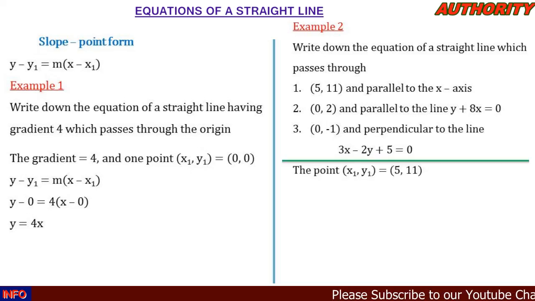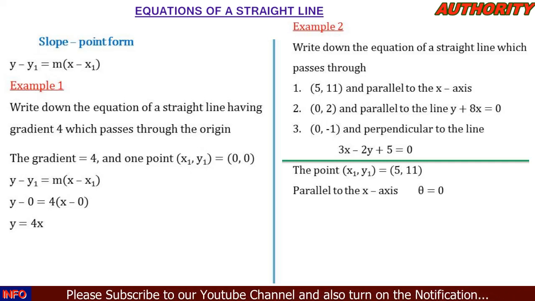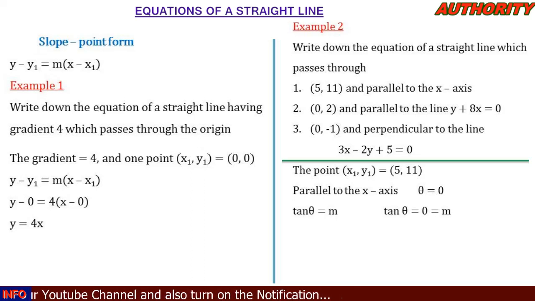Solution. We have the point x1, y1 to be 5, 11. So 5 is our x1 and 11 is our y1. We say that the line is parallel to the x-axis. When it is parallel, that means that theta is equal to 0, and we know that tan theta is equal to m. So here that means that m, which is the slope, is equal to 0, because it is parallel and theta is 0.